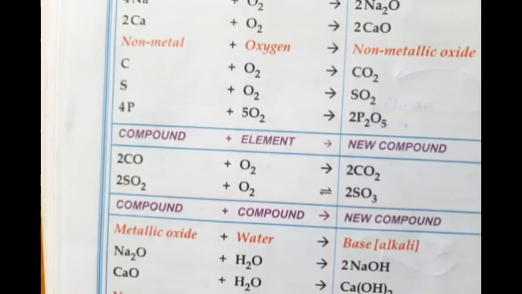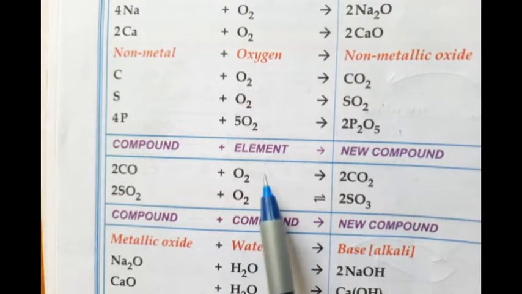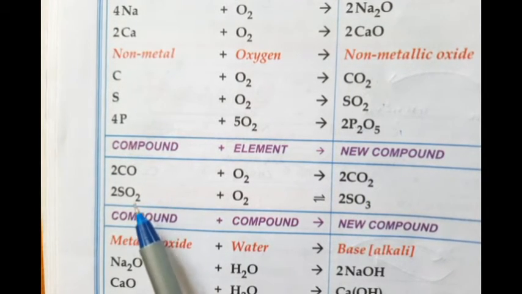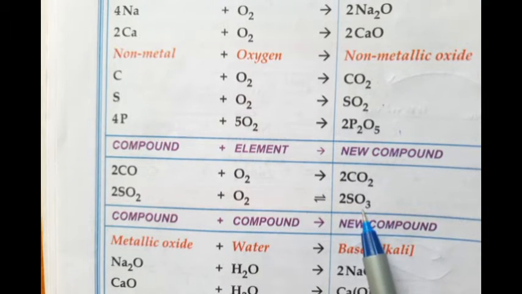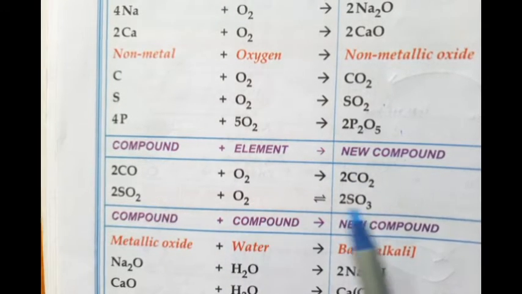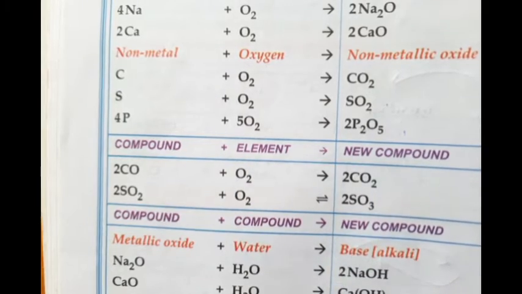Now we'll see the combination reaction between element and compound. So this is your compound, carbon monoxide, and this is your element, oxygen. So when these two combine, we get CO2. Similarly, sulfur dioxide is a compound, oxygen is an element. When these two combine, we get SO3. So again, this is A plus B gives you AB. So these are also combination reactions where elements and compounds are combining.